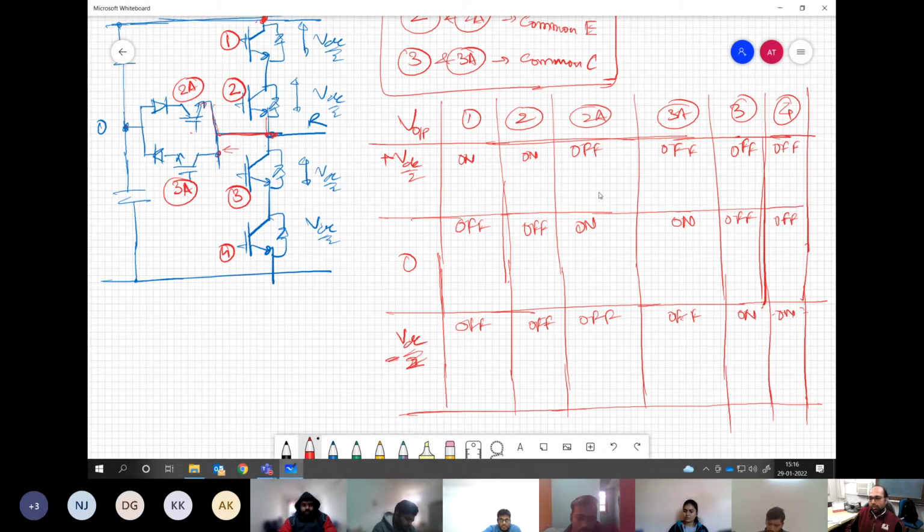understand each scenario properly. When you are connecting this 1 and 2, what is the voltage drop across these devices? 0, because they are on. So the voltage drop will be 0 volts. Here also 0 volts. Now when you are making 2A off, how much voltage will it block? VDC by 2. Sure? You see the polarity. It is positive here and negative here. Can this device block this voltage?